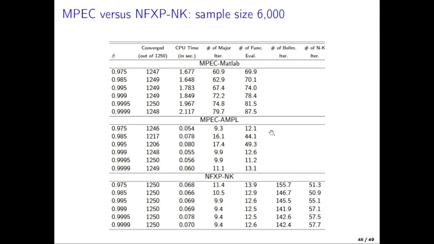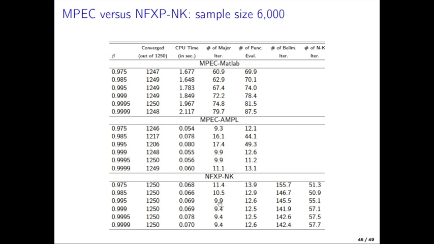Now see the number of Bellman iterations. That's much lower, and the number of Newton-Kantorovich iterations is also fairly low. This is for the entire estimation routine, so this number is not 748,000. We use a little bit more successive approximations and a few Newton-Kantorovich iterations. So that's really good.